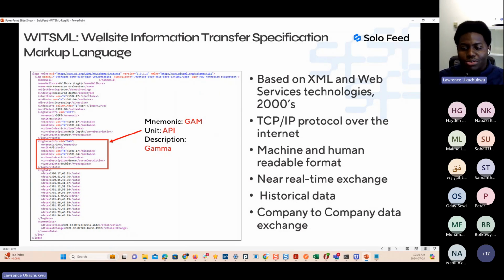With WITSML, you can also get your historical data. So you can always go back to the server and pull that data anytime you want, if the data is present on the server. Then you can do company-to-company exchange or machine-to-company exchange. One of the good things about WITSML is you can be anywhere in the world, log into your project, log into the server, and pull this WITSML data. So you don't have to be physically at the rig or next to your machine to pull this data.